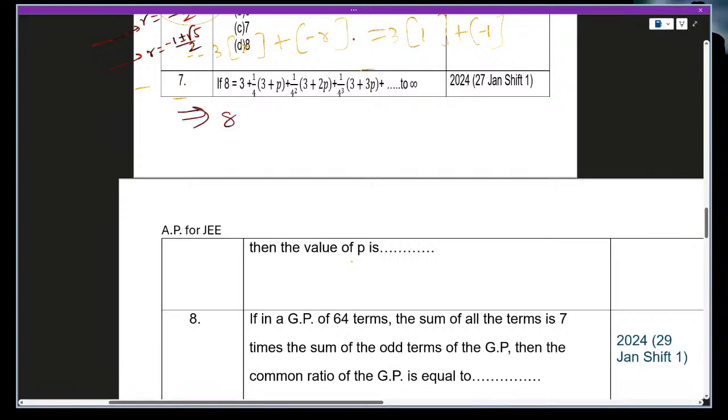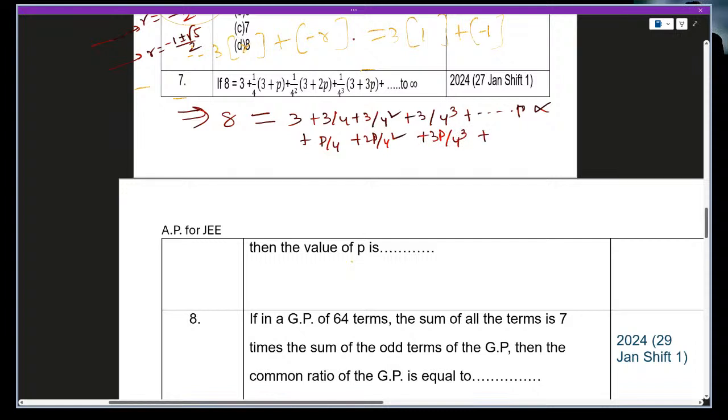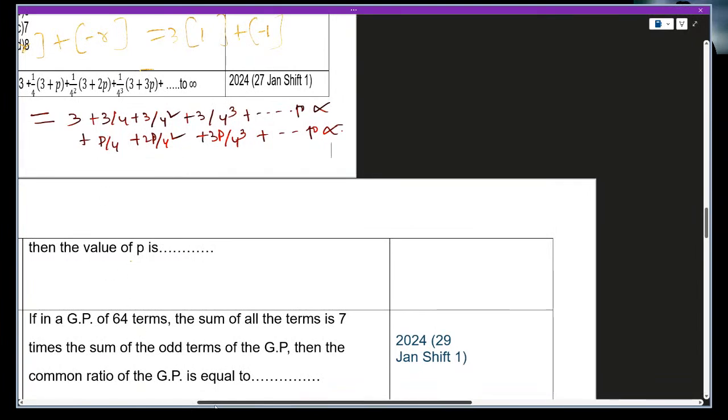This series, if you split, then infinite GP is there in your syllabus, no? 3 plus 3 by 4, 3 by 4 square, 3 by 4 cube, up to infinity, and the next one is P by 4, 2p by 4 square, 3p by 4 cube, up to infinity. Okay? Now, what is the sum of the first series? Can you tell me? 3 by 4 like that.